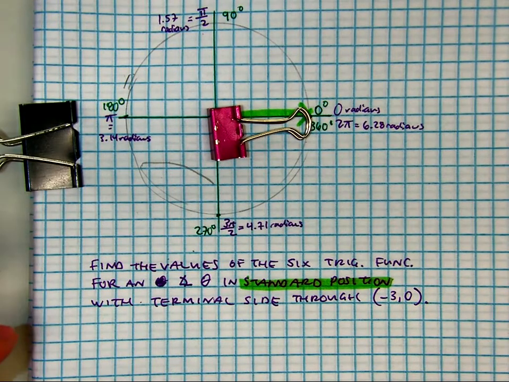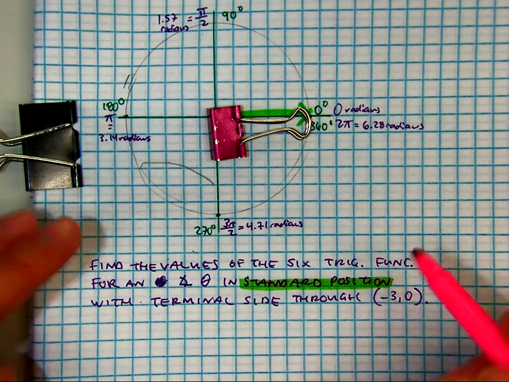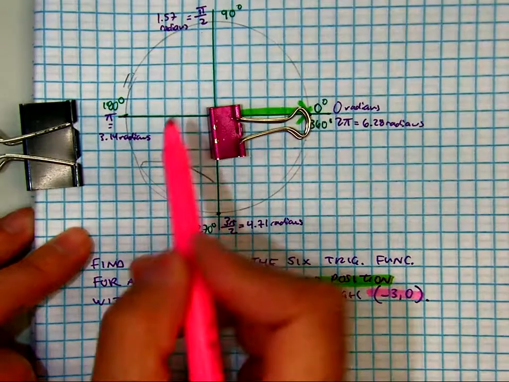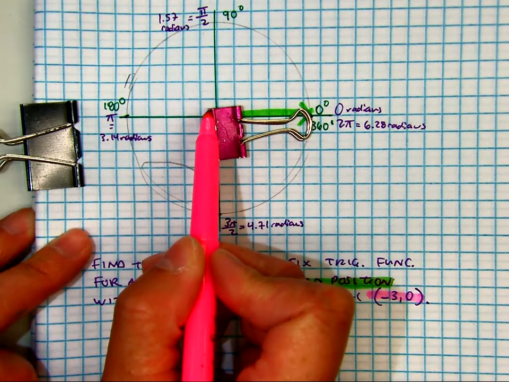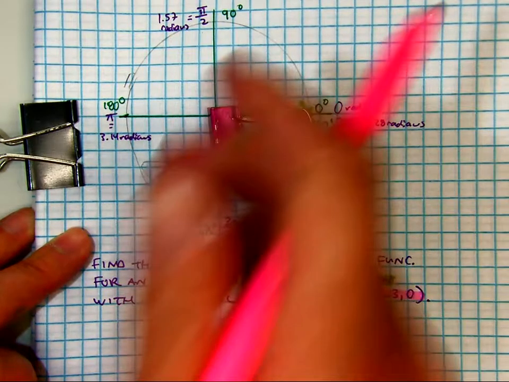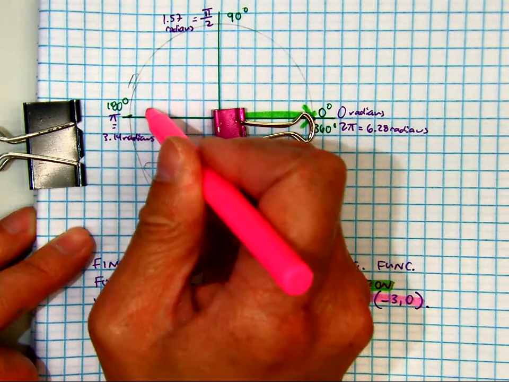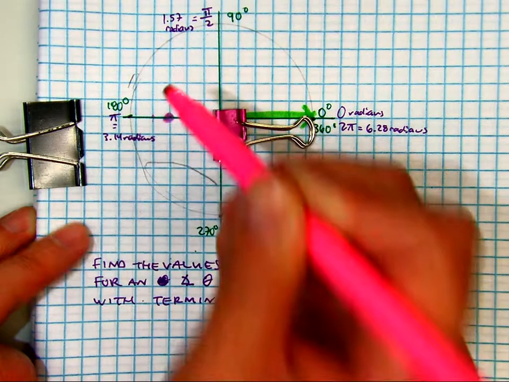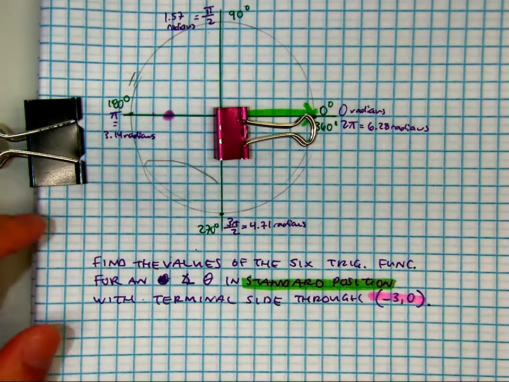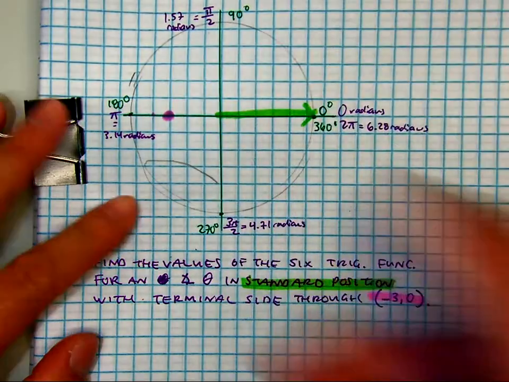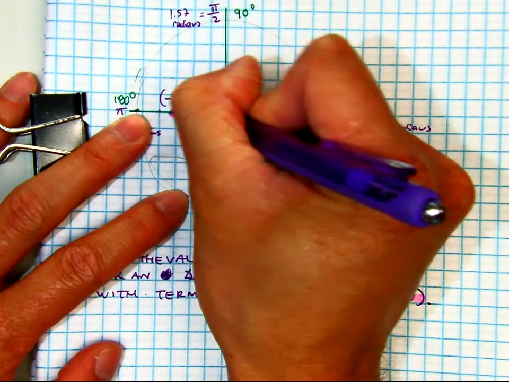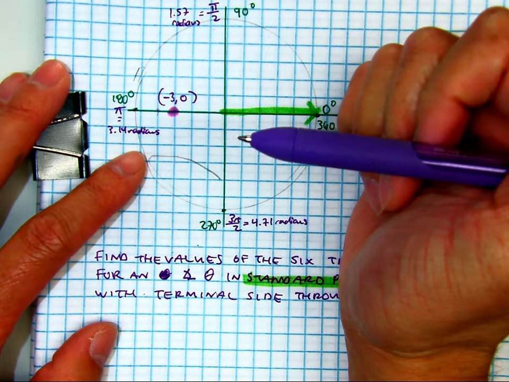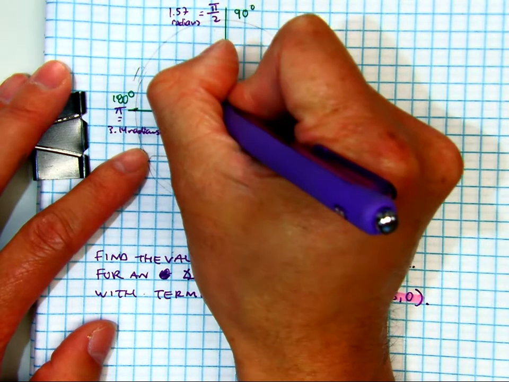So negative 3, 0, if I had to graph that using the coordinate plane, it would be something like left 3. 0 would be right here. So my coordinates right there would be negative 3, 0. Class, the negative 3 represents which coordinate? The x. The 0 represents the y. Okay.